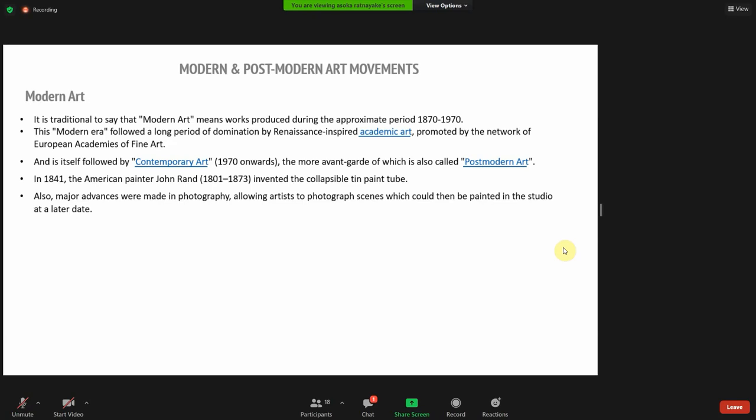In this period of modern art, a lot of art movements popped up, and we are not going to discuss each and everything here, but the major art movements will be discussed. This modern era followed a long period of domination by Renaissance-inspired academic art, promoted by the network of European academies of fine art. It means that after the Renaissance period, art was a very academic subject, controlled by the European academies of fine art.